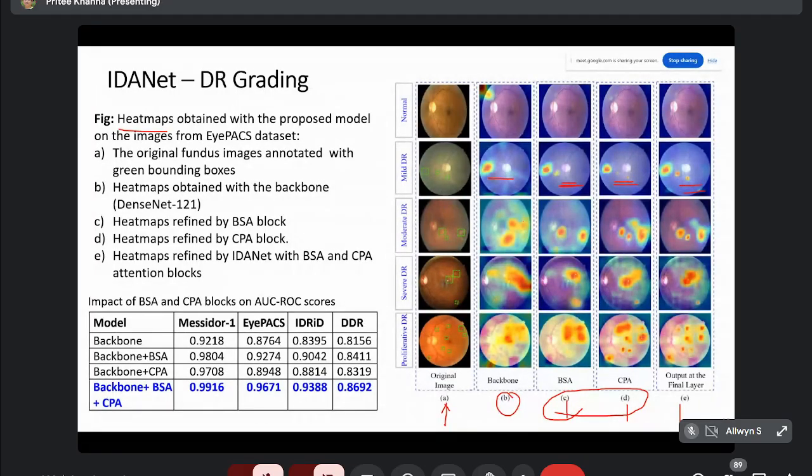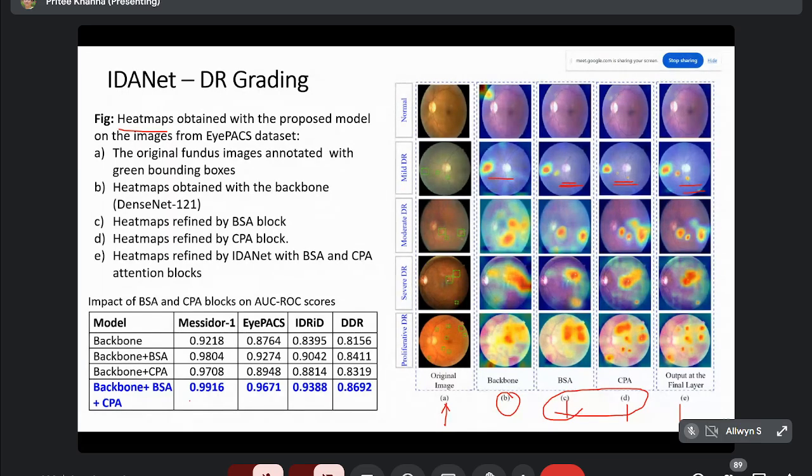Especially if you focus on mild DR, because that is the most challenging class, the features captured by the backbone network are being refined by the proposed attention blocks so that they can discriminate the DR severity specific information.